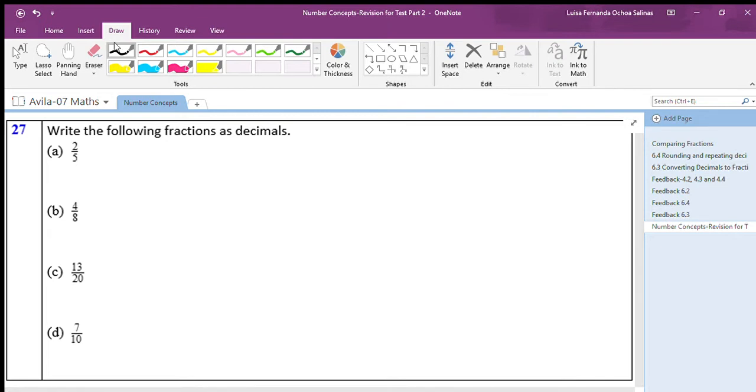Okay, girls, so question 27. For this one, it's asking us to write the following fractions as decimals. This one is different to the one that was done previously when it was asked to change an improper fraction to a mixed number. In this case, it's asking us to go into decimals. So again, we have to remember that a fraction is talking about a division, but this time we are not going to stop with a remainder. We are going to continue until we find the decimal form of that fraction. So let's start. So 2 over 5 is also 2 divided by 5.